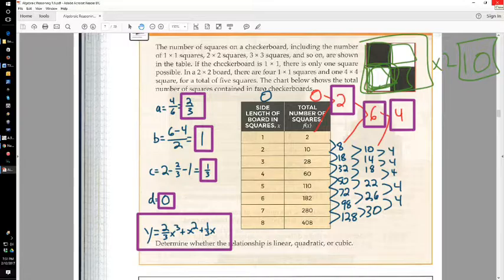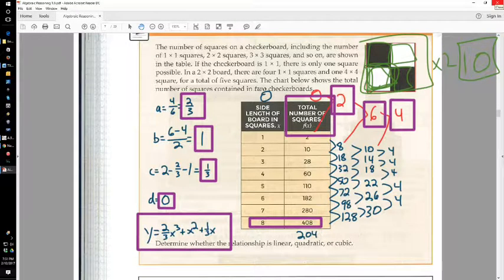Cool. And again, if the question asked, if the side length of the board has 10 squares, what would be the number of squares on 2 checkerboards? What if I said something like this? If the side length was 8, what is the number of squares on 1 checkerboard? I know it doesn't ask this, but remember, this is the total number of squares on 2 checkerboards. Well, if 8 has 408, then 1 will be half that, 204.